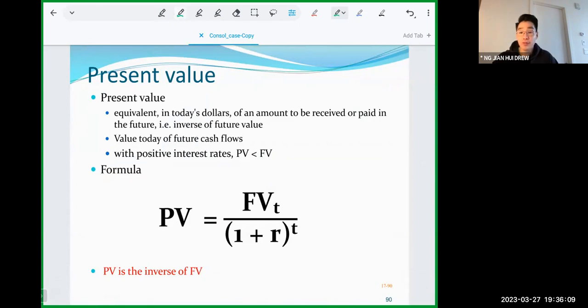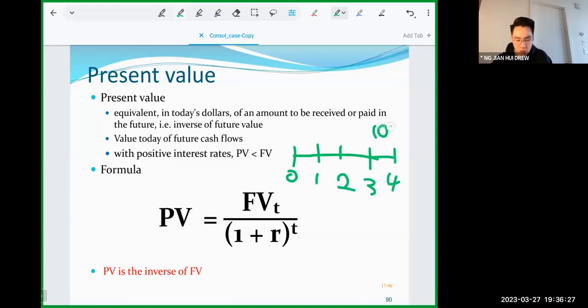Then we'll move on to present value. Future value is a bit easy to understand, right? What's the future value? What's present value? So present value is almost like this. You have year 0, 1, 2, 3, let's say 4. Let's say I give you $100 in the 4th year. Of course, this is positive, meaning money is going into your pocket in the 4th year, right? So what is the actual present value? What's the value now?